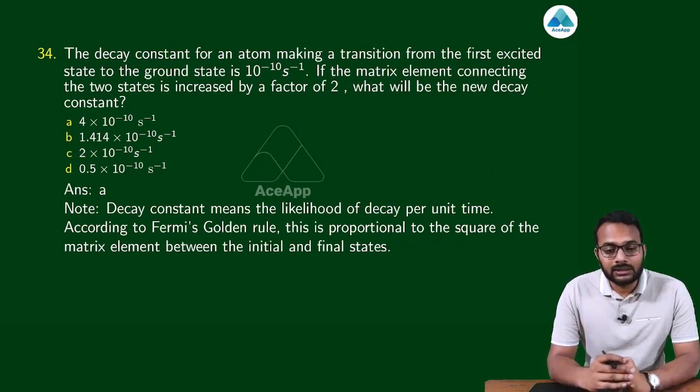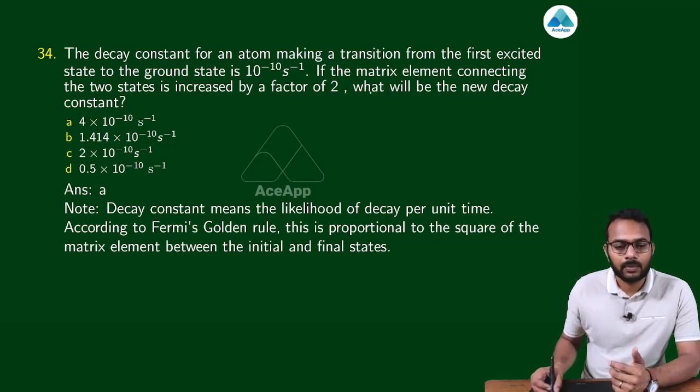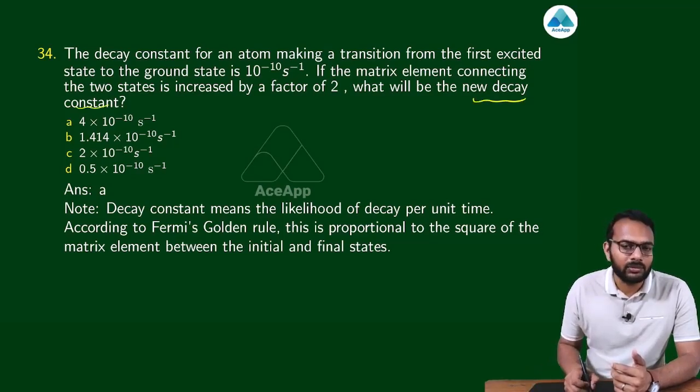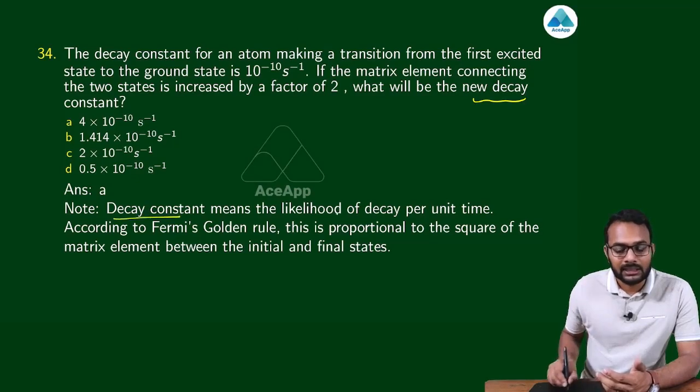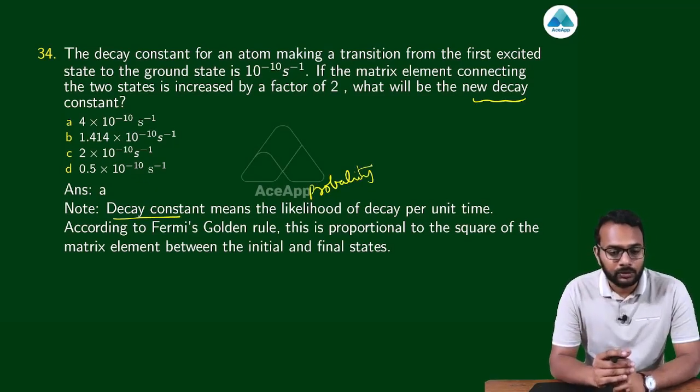The decay constant for an atom making a transition from the first excited state to the ground state is 10 raised to minus 10 per second. If the matrix element connecting the two states is increased by a factor of 2, what will be the new decay constant? The decay constant means the likelihood of decay, or the probability for decay per unit time.